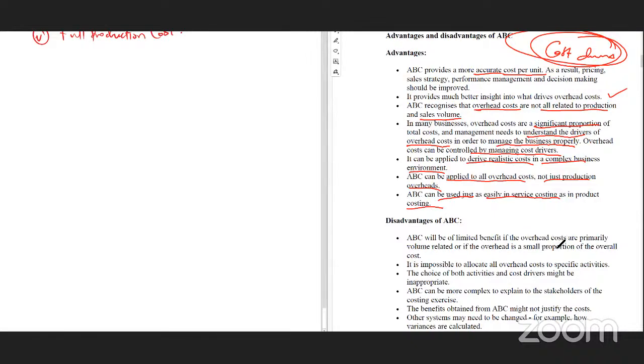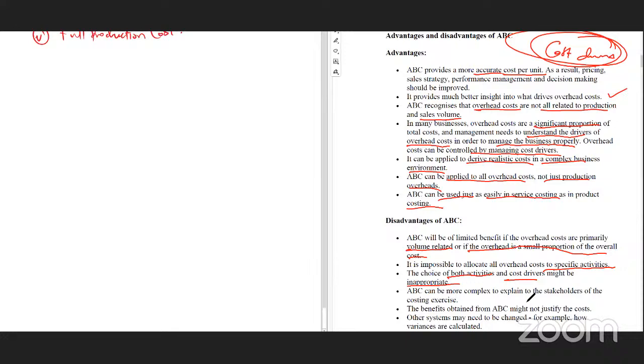Now, ABC will be of limited benefit if the overhead costs are primarily volume related, and if the overhead is a small proportion of the overall cost, then there's no need to implement a costing system like ABC. And sometimes it is impossible to allocate all overhead costs to specific activities. Determining the cost driver may be a very difficult task because some overheads are influenced by a lot of things, right? So determining one of them may be a problem. So the choice of both activity and cost drivers might be inappropriate, right? Just like we're able to determine delivery cost and its driver, it may be difficult in some circumstances, right? To really know what is influencing that cost.